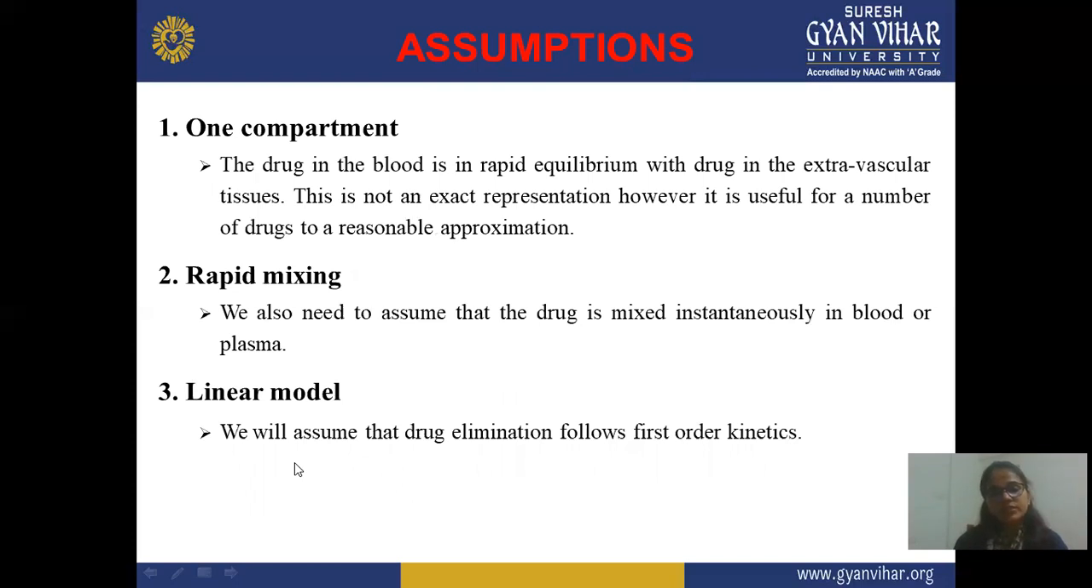You directly check the accumulation index, or you check the equation for how much response is produced. Next is the assumption. In this assumption, the drug in the body compartment is in rapid equilibrium with the drug in the extravascular tissue. Taking the example of the one compartment model, blood is in rapid equilibrium with the drug in extravascular tissue. This is not an exact representation, however it is useful for a number of drugs. Means this is not only important for a single drug, it is for a number of drugs, as an approximation. You just check a number of drugs and calculate the approximation for that particular drug.